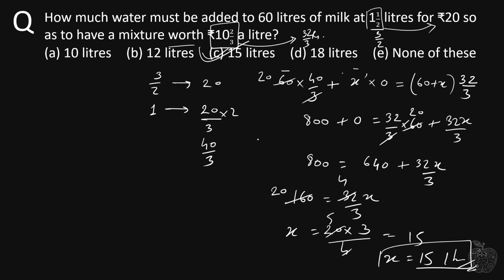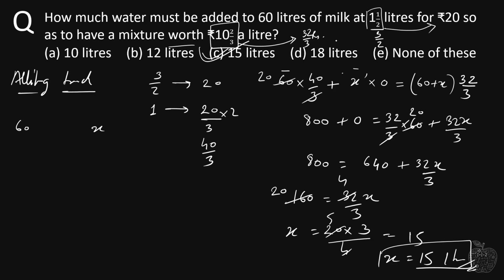Alright, now this is one way of solving the question. There is another way in which you can solve the question. It is the alligation trick. So let's see what the alligation trick here is. We know that there is 60 liters of milk, and how much water is added? So let's assume X liters of water is added.